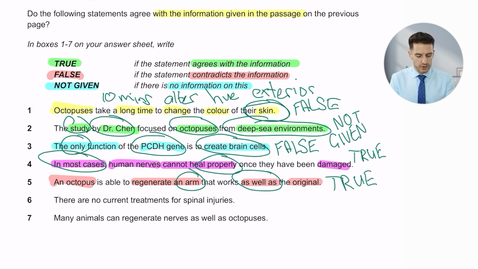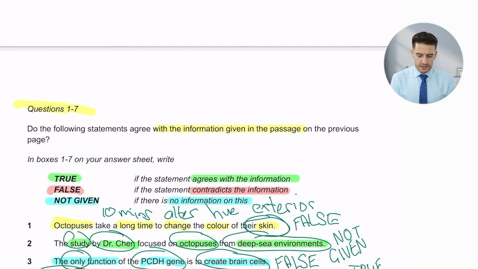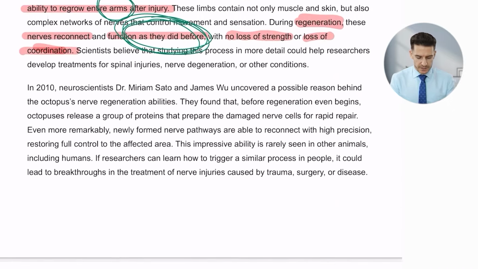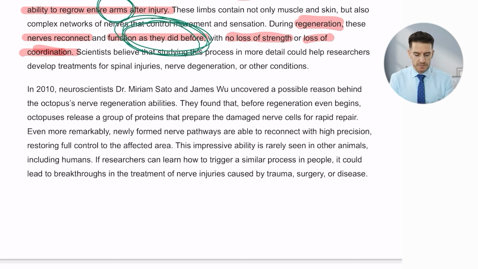Now let's move on to number 6, which is: there are no current treatments for spinal injuries. So we're going to look for spinal injuries. We've also got to look for current, because maybe it will talk about the future, or maybe it will talk about the past. All right, so let's go back up to the top of the page and see if we can find it. So remember, the answer is going to be below the previous answer.